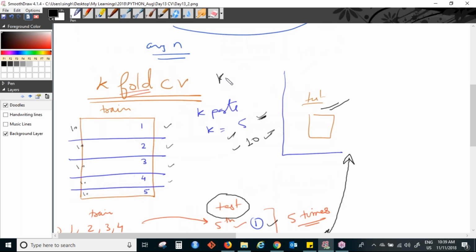Now, what if I take k is equal to n? What would happen? Can somebody tell me? If I take k is equal to n, what would happen?